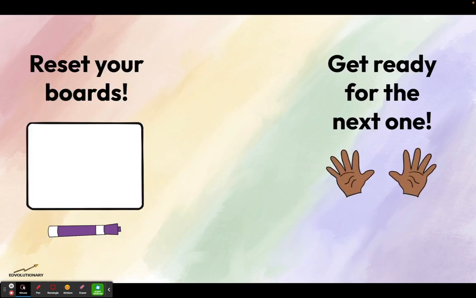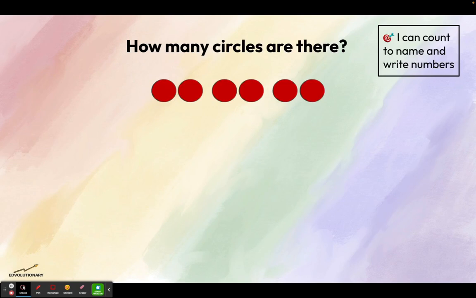Then we'll reset our boards. And this one looks a little bit different, and it ties together the geometry vocabulary and the skill of the new numbers. So we'll say, "How many circles are there?" Students will possibly be able to count because these are now organized by twos, which makes it easier to see and sets the foundation for subitizing and counting by twos later.